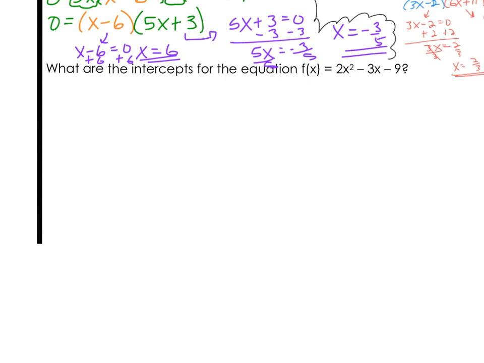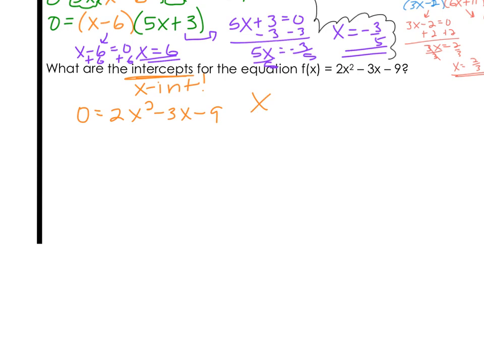Last one. What are the intercepts for the equation? Whenever we ask for intercepts specifically, we're looking for the x-intercepts. If we were asking for the y-intercept, we would only really need that for graphing purposes. First thing I want you to do is set the equation equal to 0, just like we've done all the problems up above. 2x squared minus 3x minus 9.